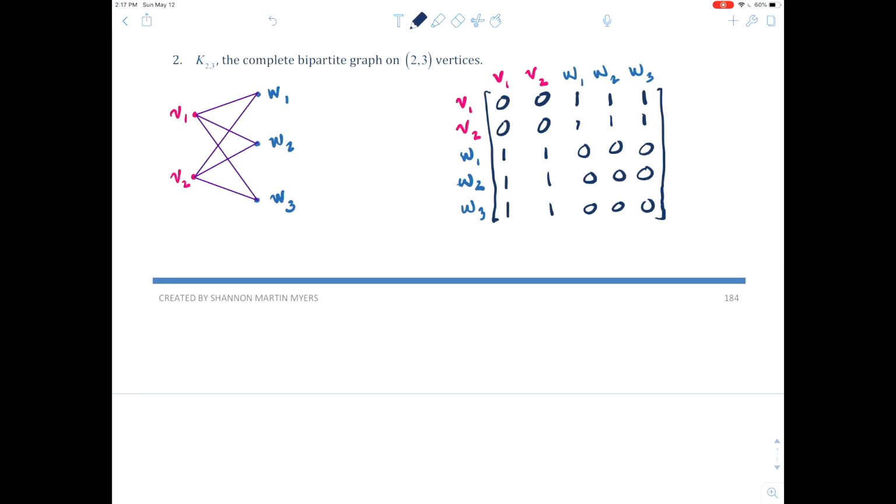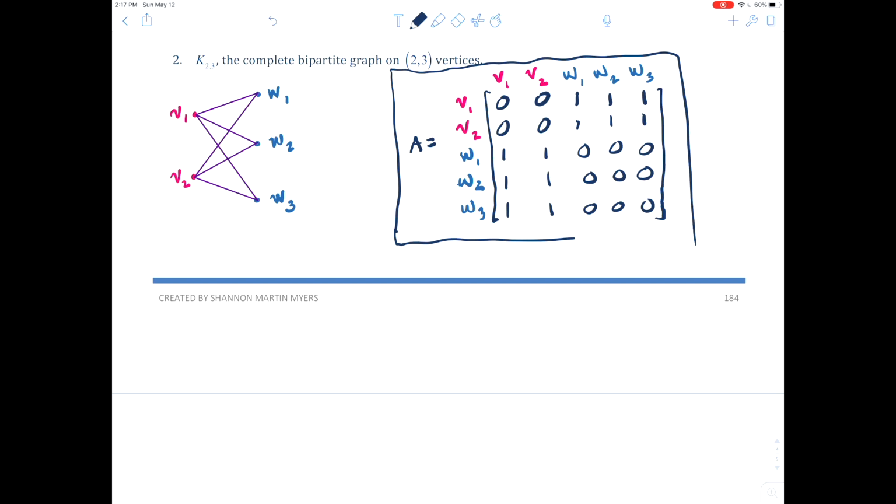Okay, so how'd you do? Pretty cool looking matrix, huh? So we'll call this matrix A, just for fun. And so this is our adjacency matrix for this graph, which again is undirected.